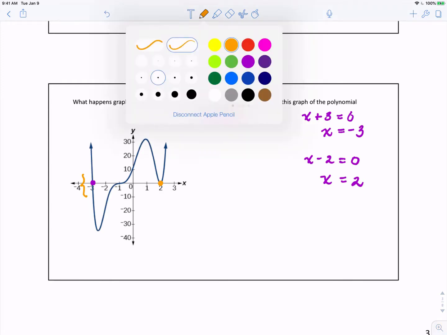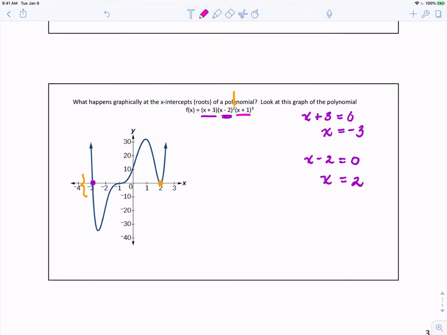Finally, let's take a look at the last root. x + 1 = 0 would give us the root x equals negative 1, and notice at negative 1 something completely different happens. At x equals negative 1, it crosses the axis, but not in the same way it did at x equals negative 3. Instead, it flattens out a little bit and then continues and crosses the axis. And notice that the multiplicity, the power on that root, is an odd number.